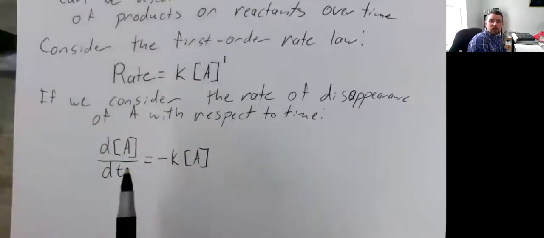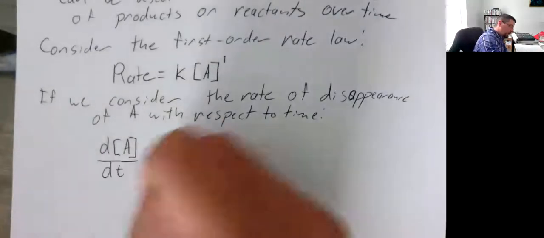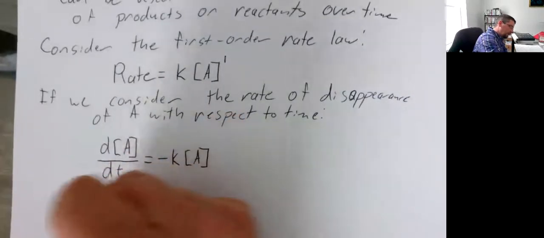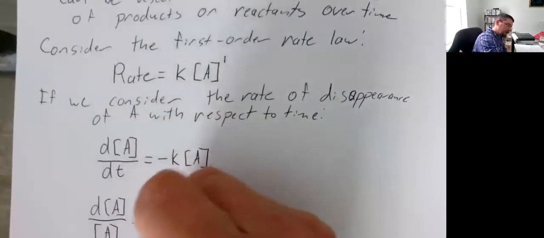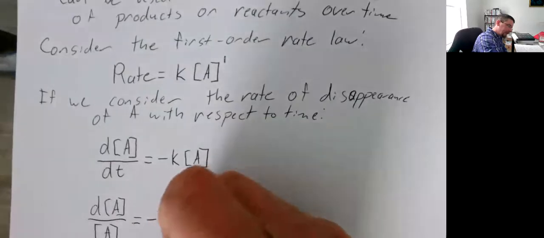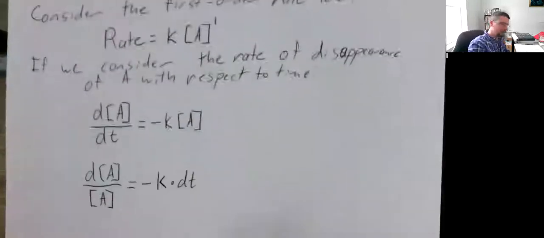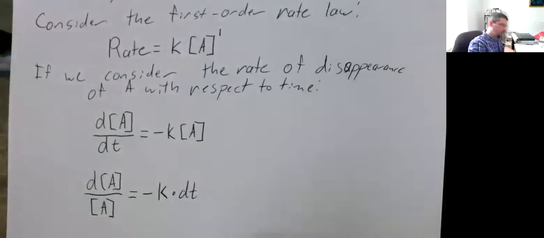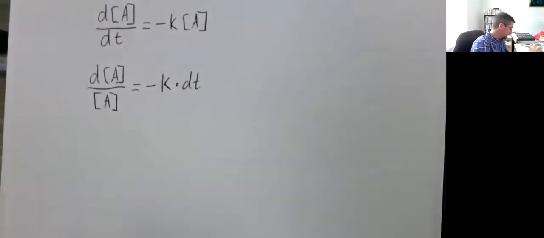Okay, so now let's isolate all the A terms on one side and all the t terms on the other side. So to do that, we manipulate A over, so we get dA over the concentration of A, and let's move time over to the other side. So we get k times dt. The whole point of this was to determine the concentration of a reactant at some point in time later on. So if we want to do that, we have to integrate this expression.